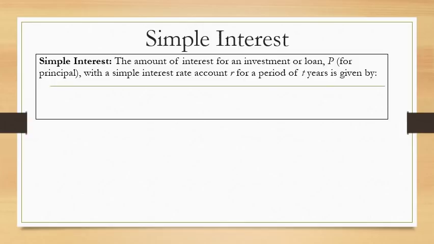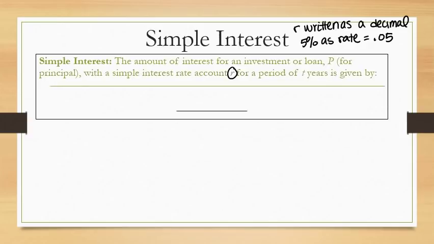period of T years. So this interest rate R, you have to make sure that you write R as a decimal. And that holds true for all of these formulas in here. So if you're given 5% as the interest rate, when we plug that into the formula, you would put in 0.05. So the formula for simple interest is I, so interest, equals the principal, so the amount of the loan or investment, times the rate, times the time, which again is the number of years.